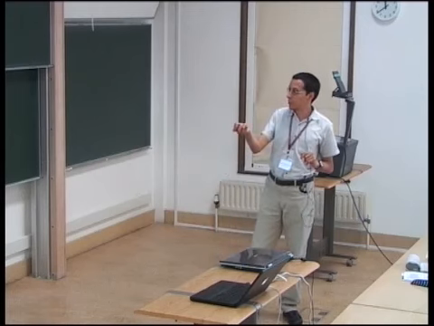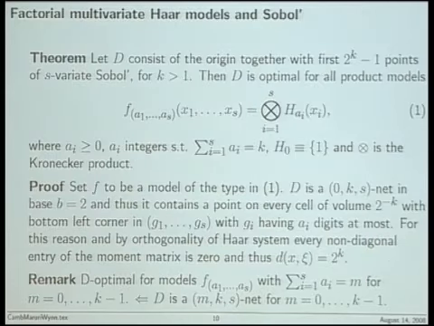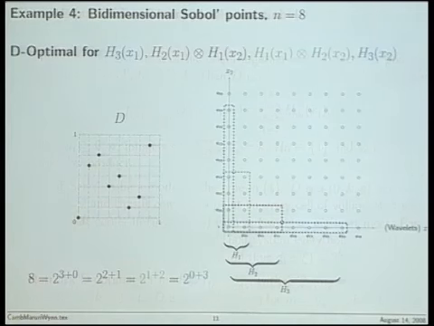Now some related results have been known for some time. Thiers and Herzberg and other earlier papers have dealt with optimality for HM models, with only one variable, and using design measures. This is not coming out of the blue, because these digital nets have been used for integration of Walsh series. Right, so this is our result, that is for multivariate design, and essentially this is just a product model. Maybe it's easier if we see an example.